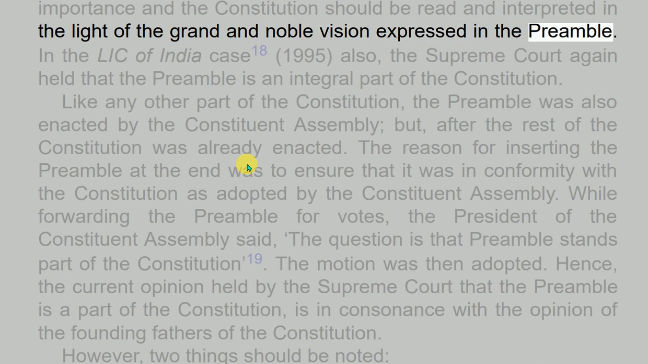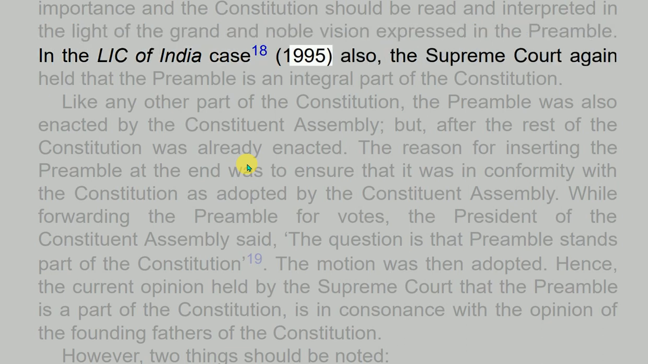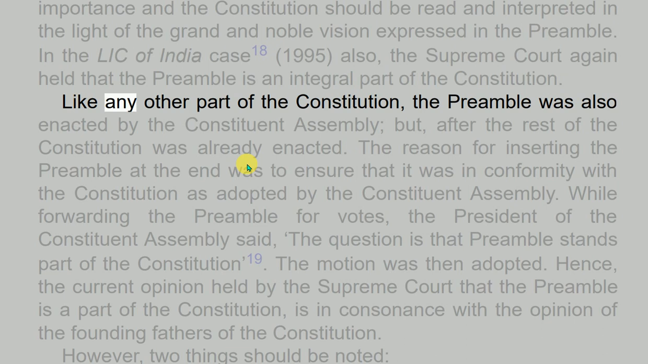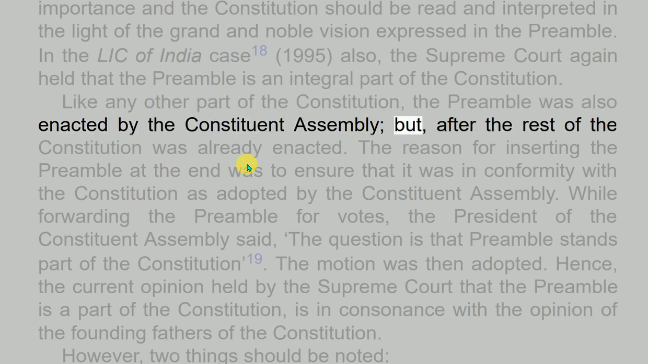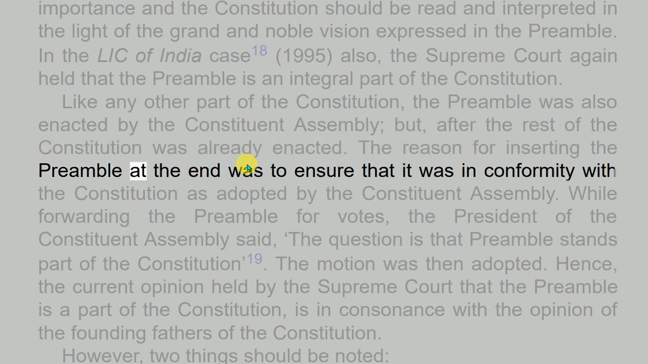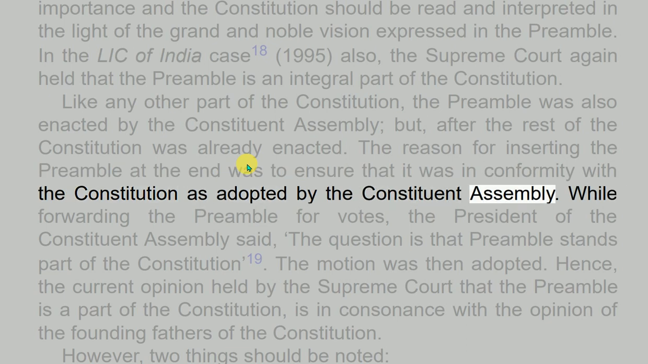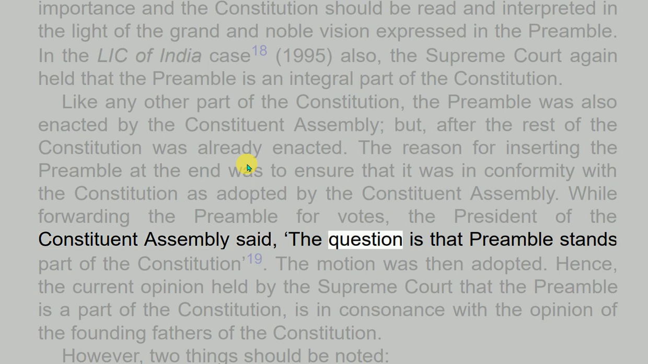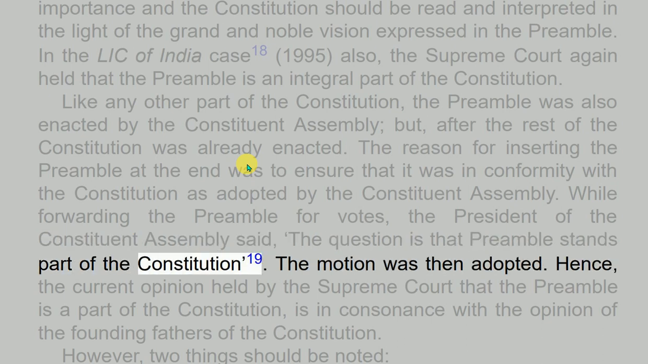In the LIC of India case, 1995, also, the Supreme Court again held that the preamble is an integral part of the Constitution. Like any other part of the Constitution, the preamble was also enacted by the Constituent Assembly, but after the rest of the Constitution was already enacted. The reason for inserting the preamble at the end was to ensure that it was in conformity with the Constitution as adopted by the Constituent Assembly. While forwarding the preamble for votes, the President of the Constituent Assembly said, "The question is that preamble stands part of the Constitution." The motion was then adopted.